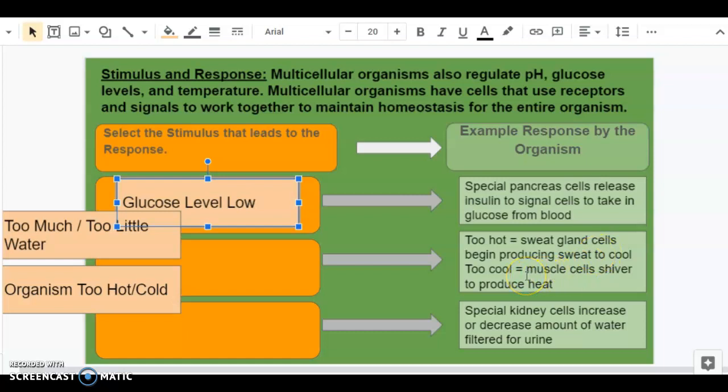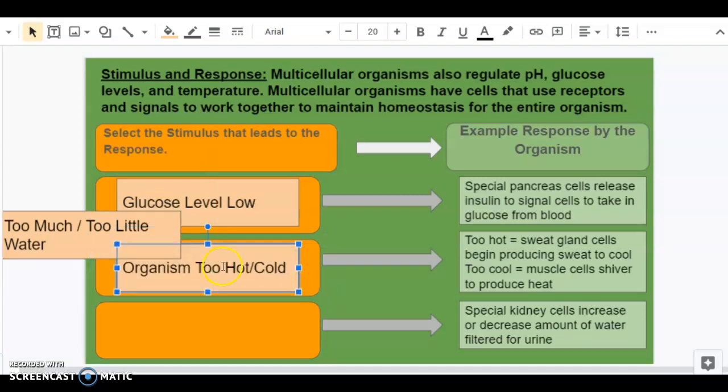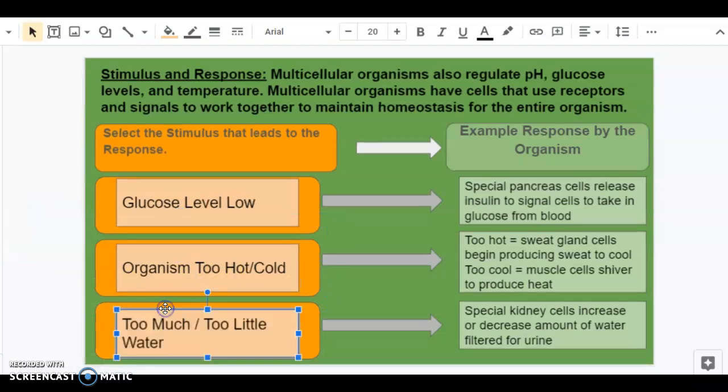Or when it's too cool, muscle cells begin to shiver to produce heat. That might happen if the organism gets too hot or too cold. And if there's too much or too little water, as a multicellular organism, it has some additional choices. It can use special kidney cells, for example, to increase or decrease the amount of water that's filtered out and added to the urine, which is released from the body.